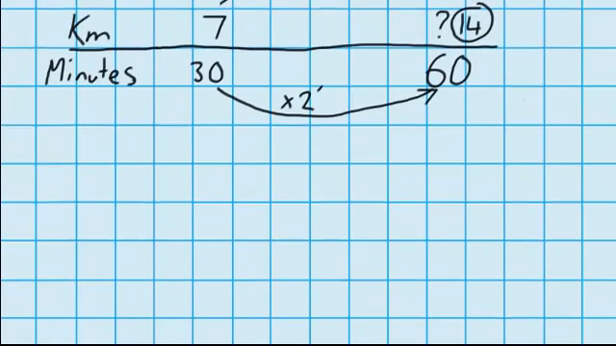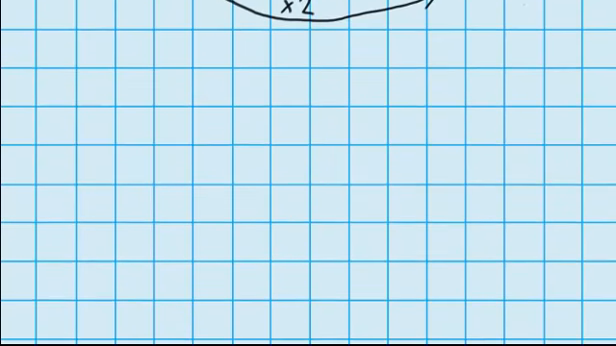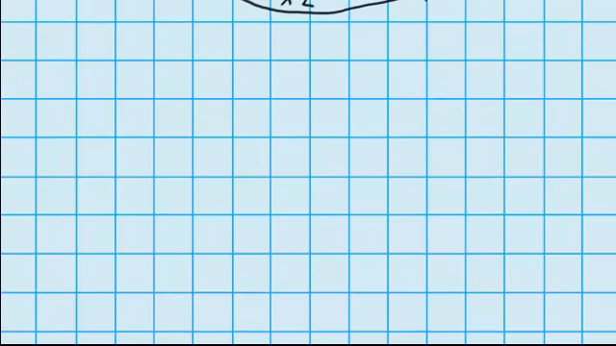A company can make 42 t-shirts in 18 minutes, and they want to work out how many minutes it will take them to make 7 t-shirts. So again, I'm going to start with a double number line. This time I'm going to have the number of t-shirts on the top, and on the bottom of my number line I'm going to have minutes.